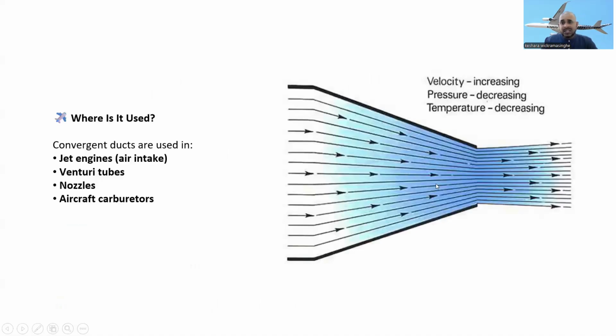This is the duct as I showed before. In the convergent duct, just remember, these kinds of things can come in the exam: the velocity increases, pressure decreases, and temperature also decreases. So where is it used? Convergent ducts are used in jet engines like air intake, venturi tubes, nozzles, and aircraft carburetors.